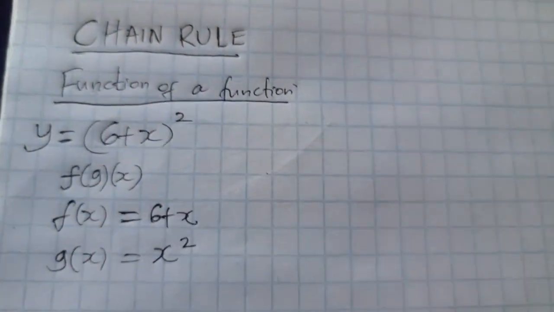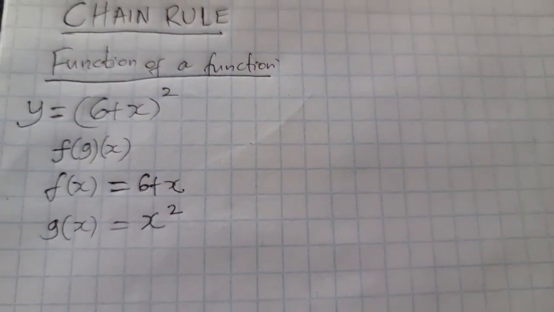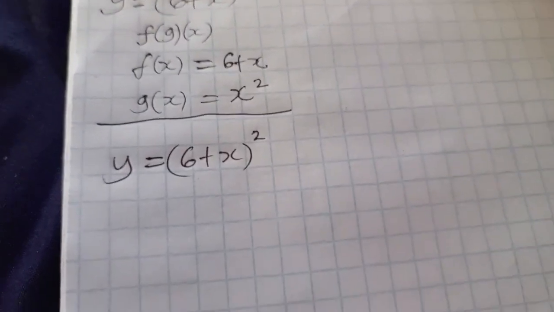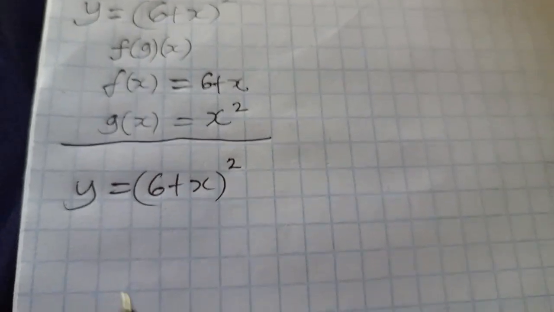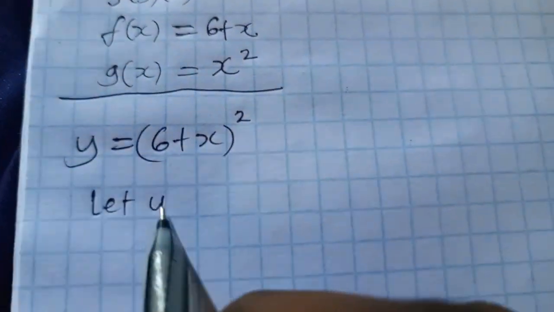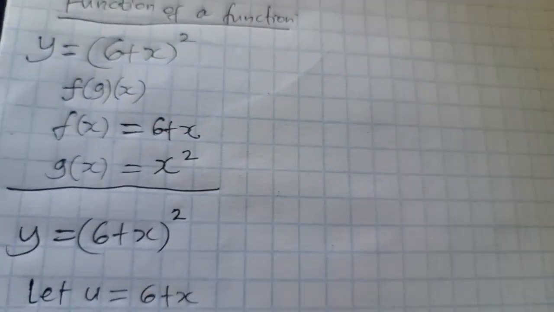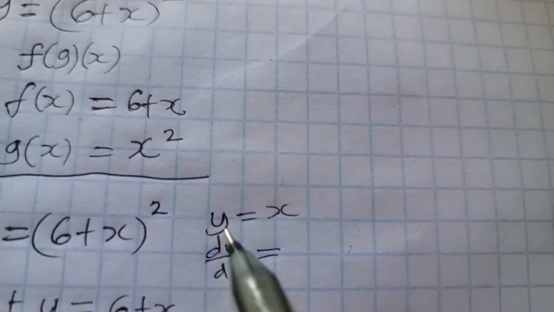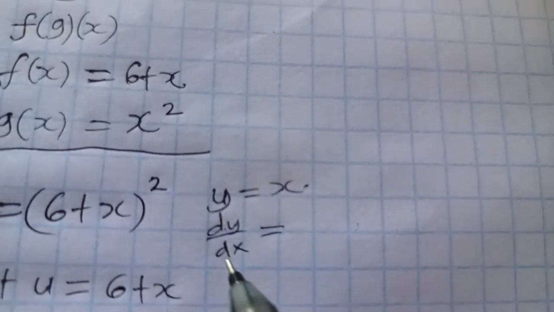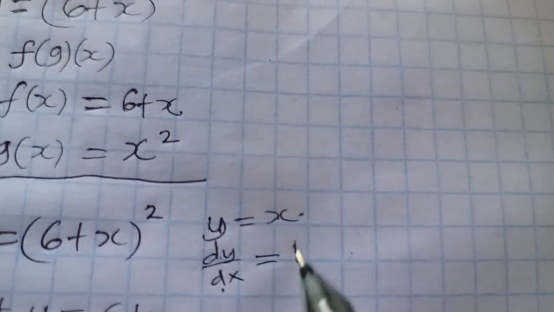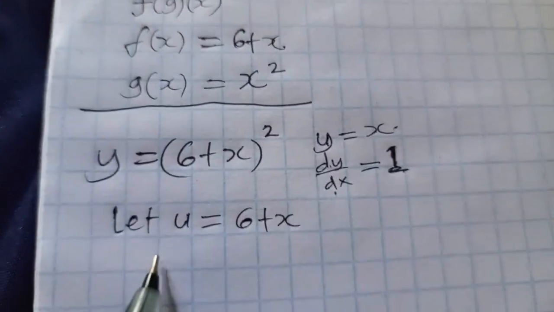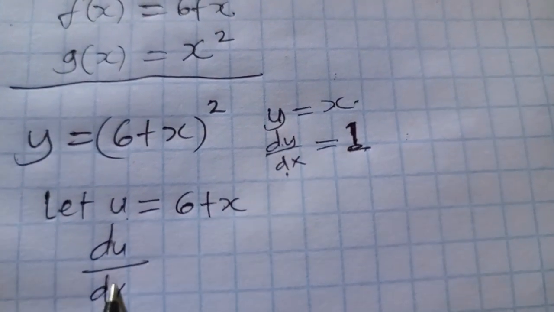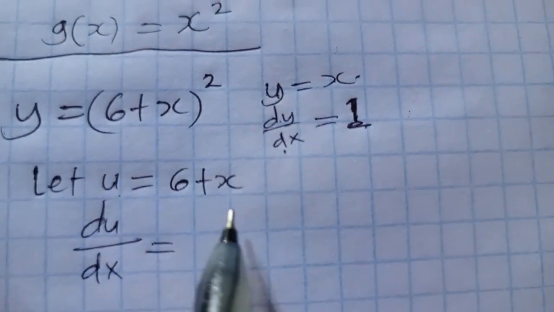So as you can see, you have two functions. You are supposed to find the derivative, so you must use the chain rule. Let's solve that question. To find the derivative, you let whatever is in the bracket be u. So you will say let u equals 6 plus x. Normally, if you are given y equals x, to find the derivative, you differentiate dy with respect to x, which gives you 1. That's the same idea that we are going to use here. We differentiate du with respect to x. So du dx equals, when you differentiate 6, you get 0, and when you differentiate x, you get 1.